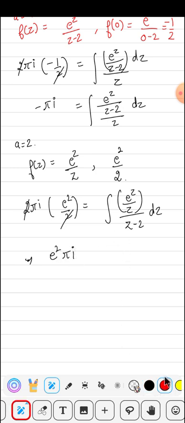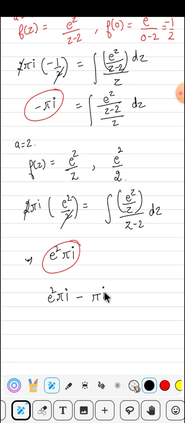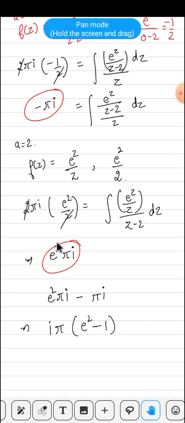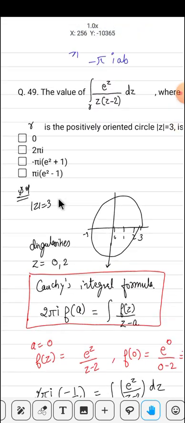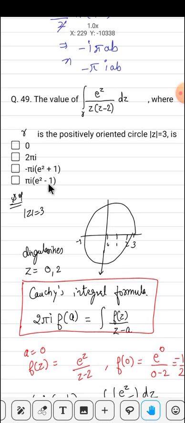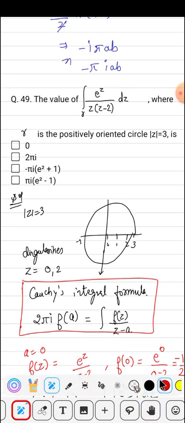So this and this will be added. I get e squared pi i minus pi i, or pi i I will take as common. So e squared minus 1 is our right answer. This is our right answer. So let me take this one.